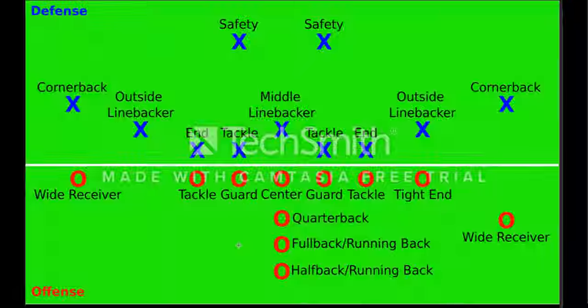Defensive players, we should only have the knowledge of these players. We don't have to go in depth. So let's just go through them.